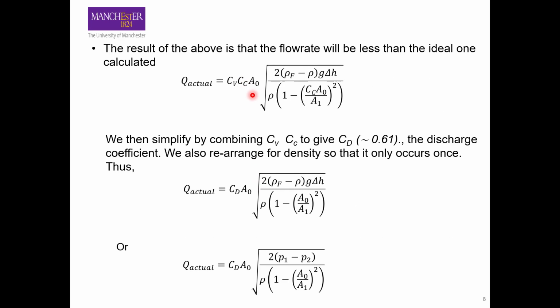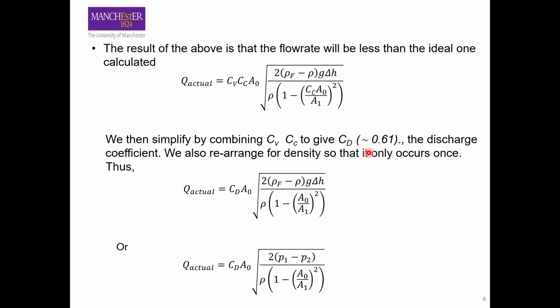So by multiplying with these correction coefficients, we convert this ideal velocity into actual velocity, and then by multiplying it with the cross-sectional area of the orifice plate, we get the actual flow rate. And we can actually simplify this equation by combining CV and CC in the form of CD. So we just have one coefficient to worry about, and that is called the discharge coefficient.